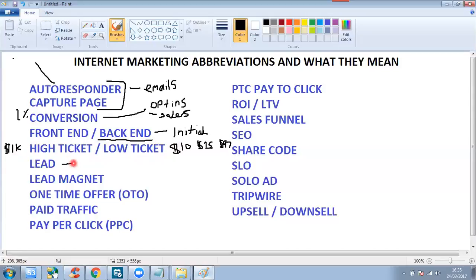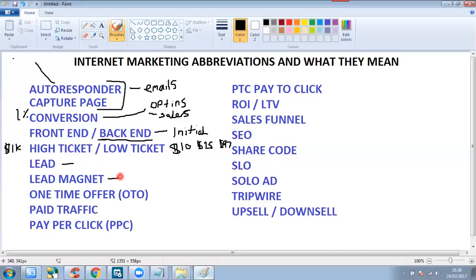Now, a lead is just somebody who puts in their email address on your capture page. So someone who's interested in or wants to know more about your product or your business, basically. That's the easiest way to explain a lead.